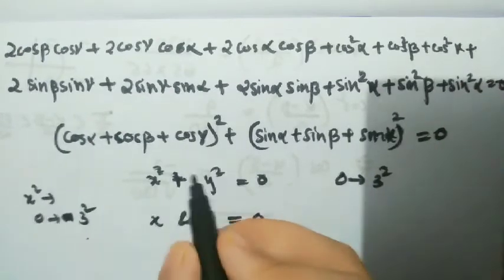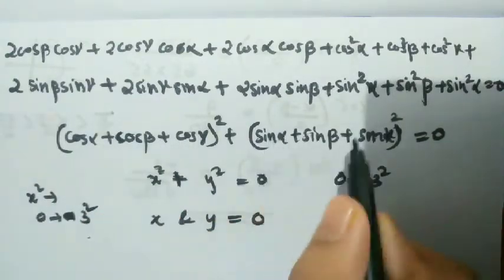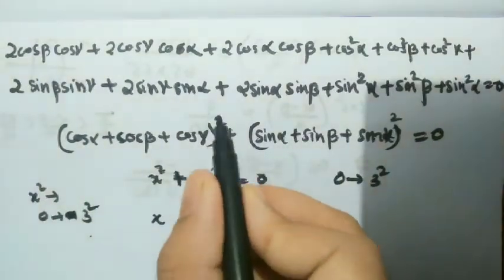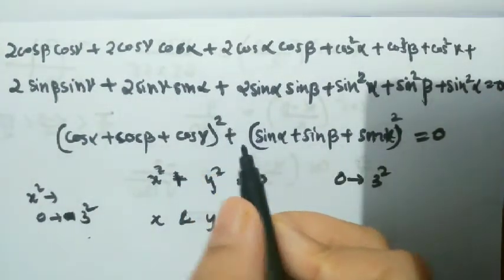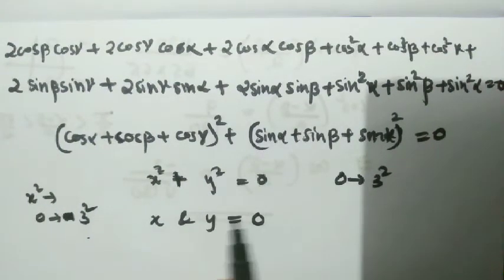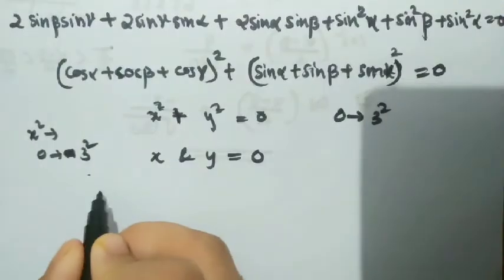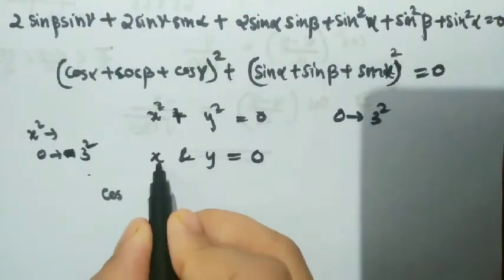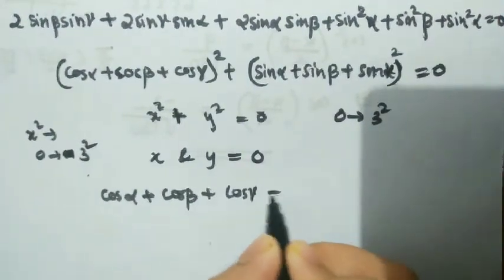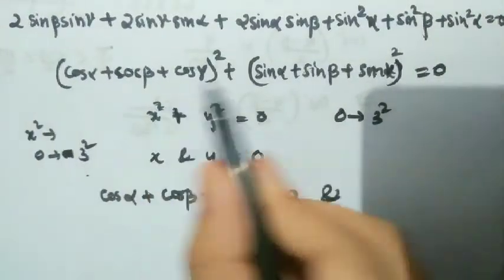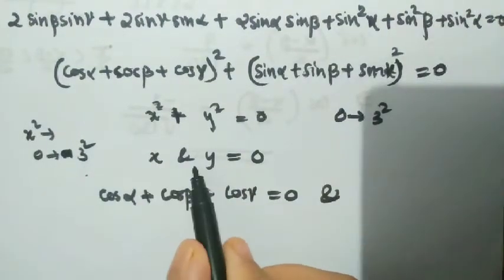So that means the minimum value of this expression can happen only if x is 0 and y is 0, because the square term is either 0 or positive, it can never be negative. So both x and y have to be 0 in order for the sum of this expression to be 0. That means from here we can conclude x, that is cos alpha plus cos beta plus cos gamma, is also equal to 0, and because the sum has to be 0, x² plus y² has to be 0, meaning both x and y have to be 0.